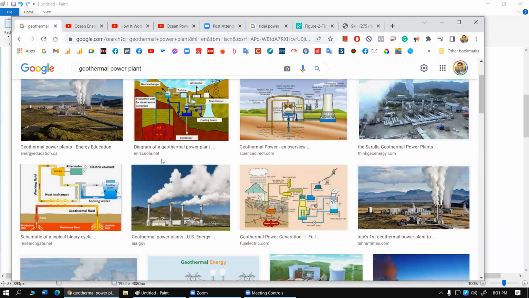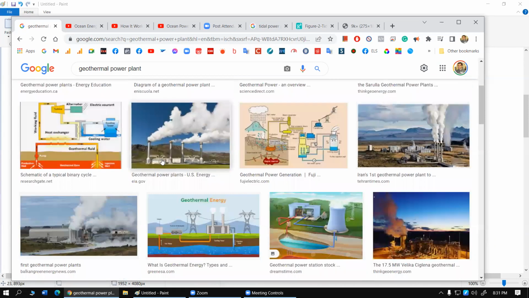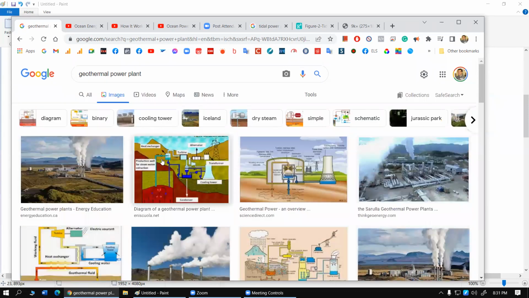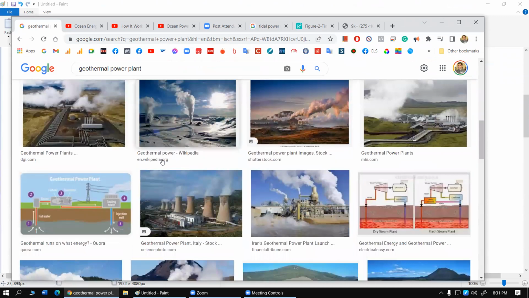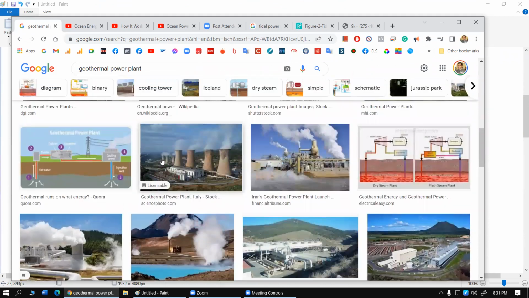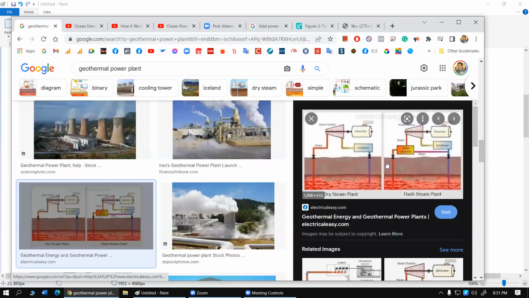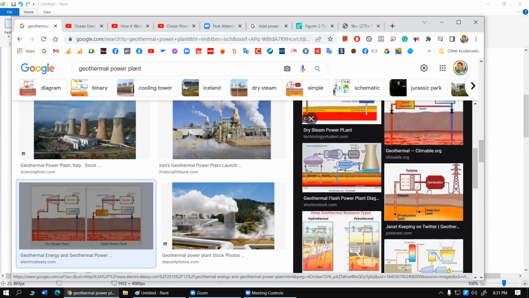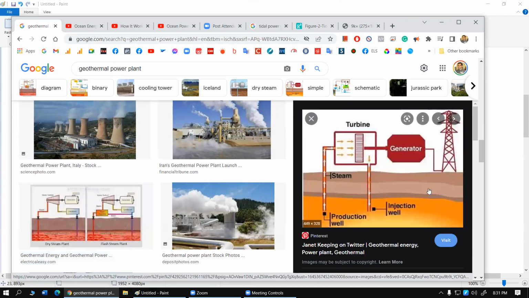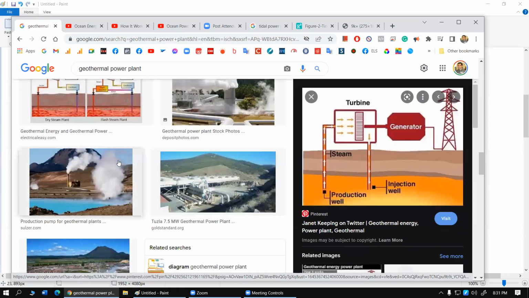I'm looking for a very simple figure which I can explain very simply for you. Okay, yeah, this is a very simple figure. Is it? Yeah, this is a pretty simple figure. Not this one.